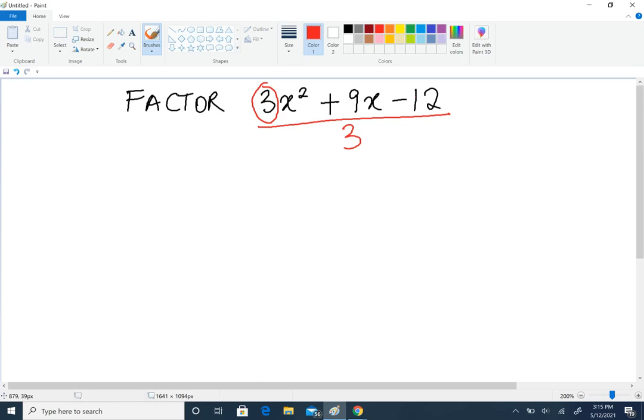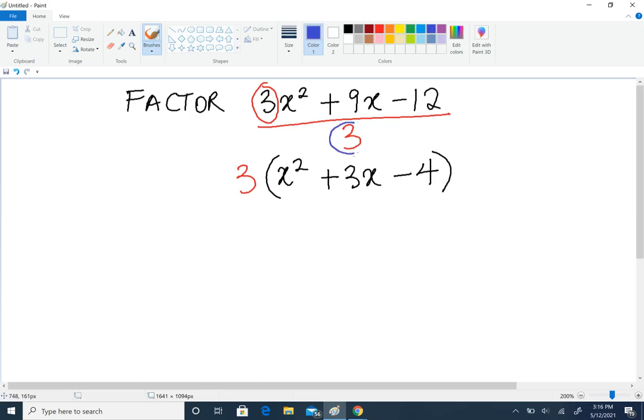So now that we've established that, let's go ahead and do that. 3x squared divided by 3 gives us x squared, because 3 divided by 3 is 1, so the 3s cancel out. And then 9x divided by 3 is going to give you 3x. And then negative 12 divided by 3 is going to give us negative 4. And then after you do this, remember what we said in the last example, you have to put the number that you divided by.